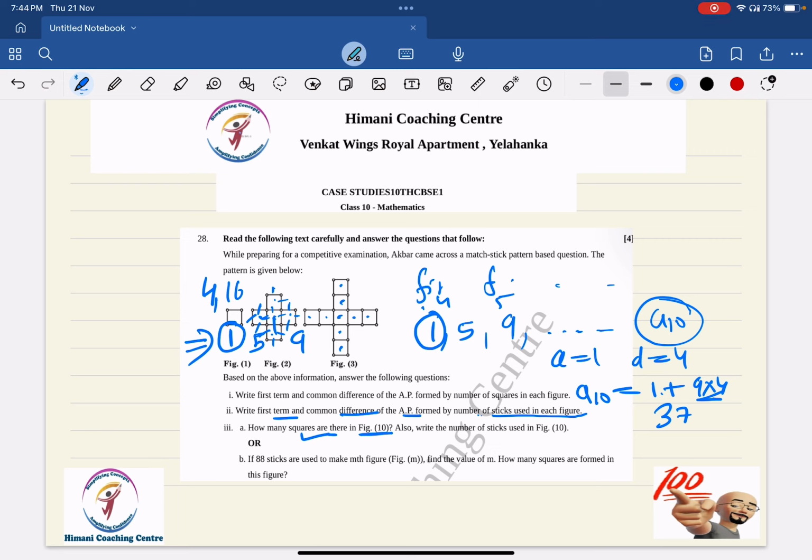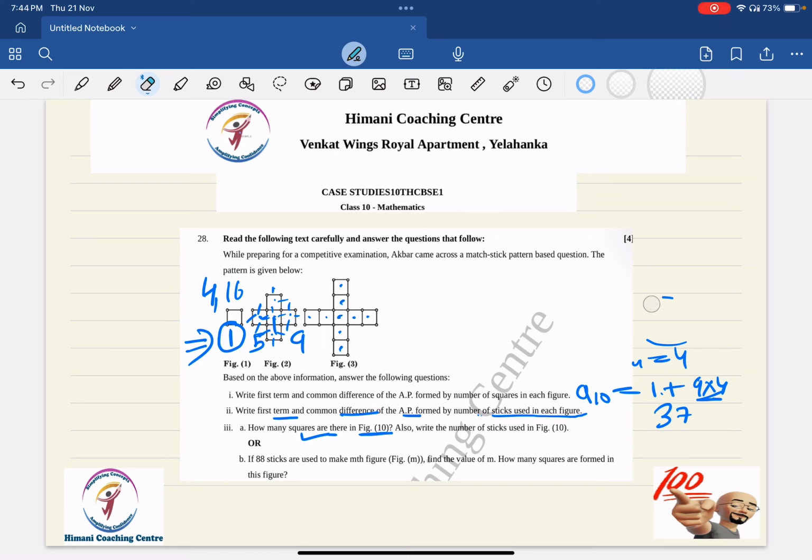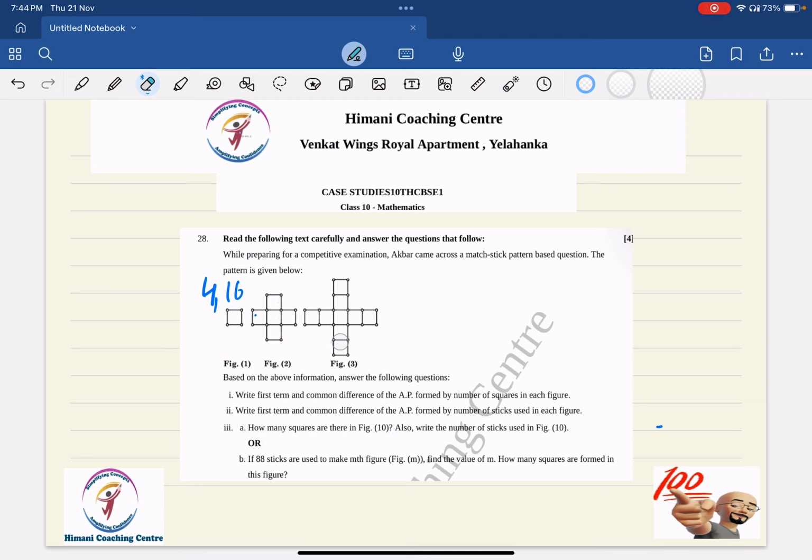Now the OR question is, let us look at the OR question which has to do with number of sticks. Okay. See, you guys need to read the question carefully. Otherwise you can make mistake. Now in the last part of this question, they are asking for sticks. So what is our AP? We have to use this AP. So they are saying if 88 sticks are used to make mth figure, okay, some figure m is there, find the value of m. Basically, what are we told? We are being told that am is 88.